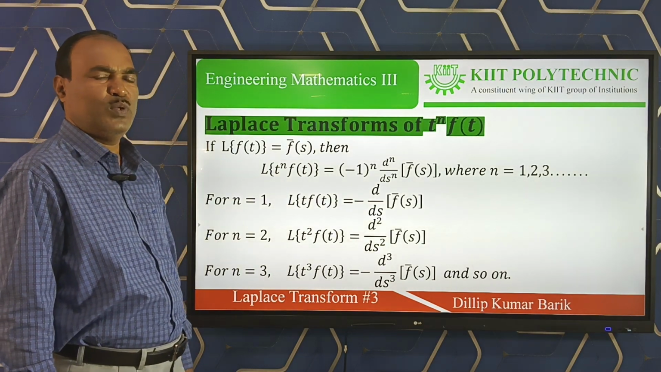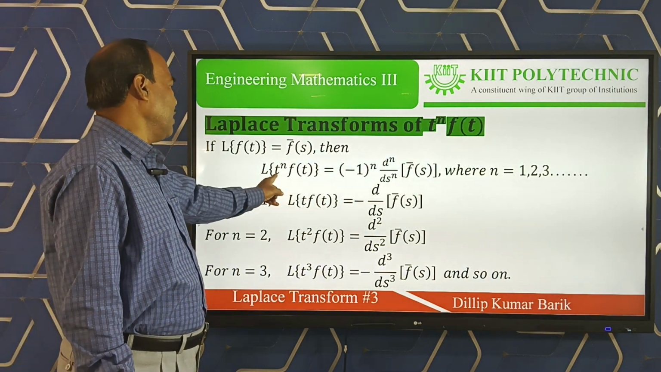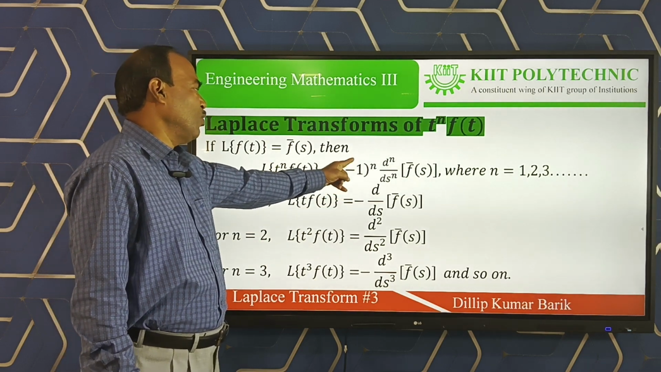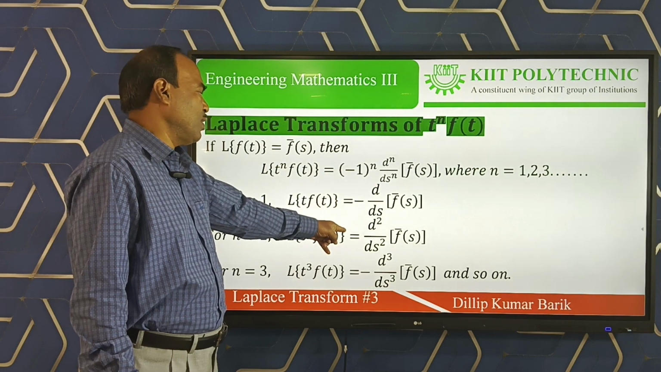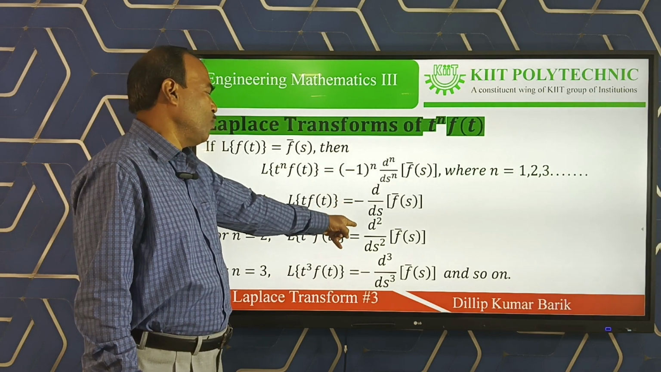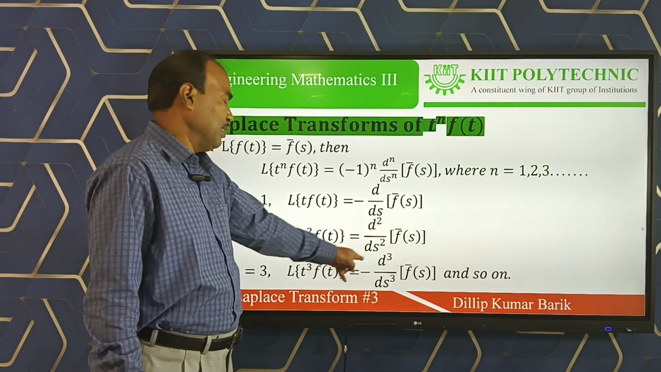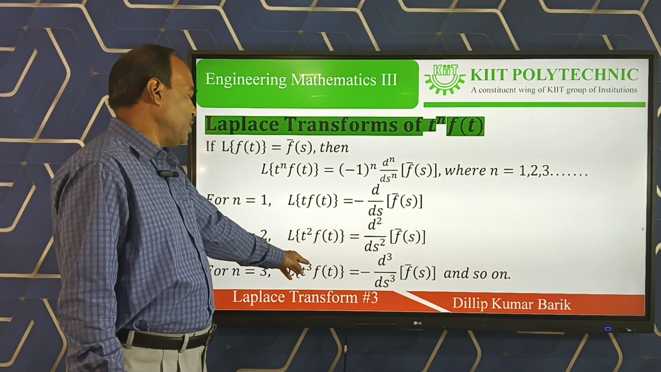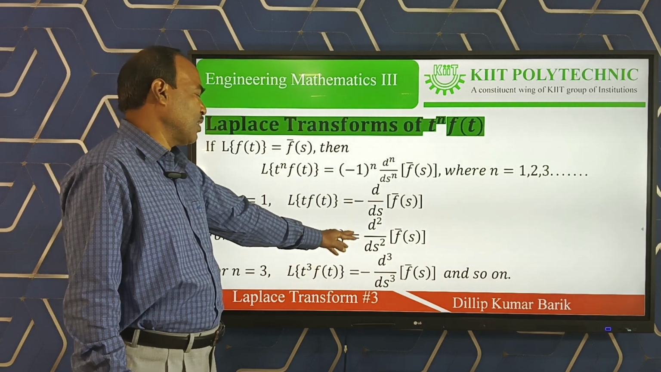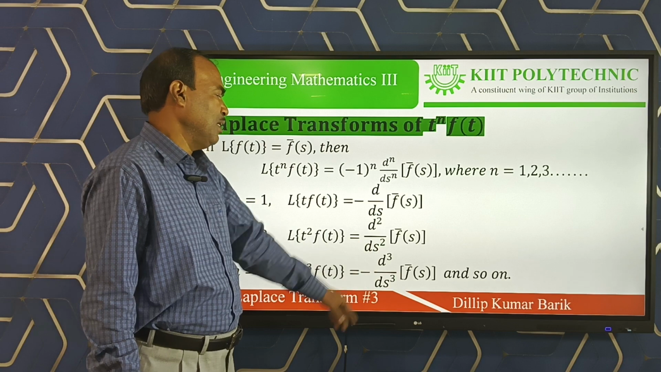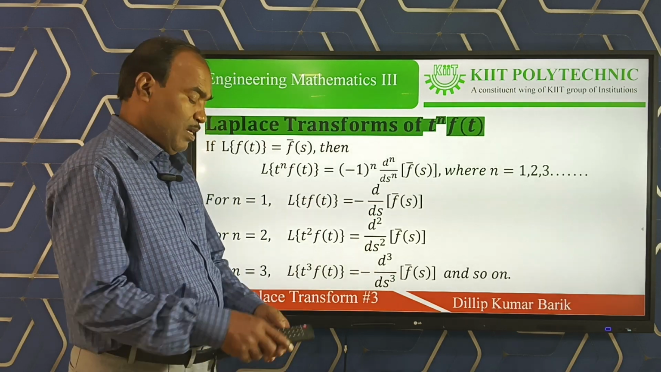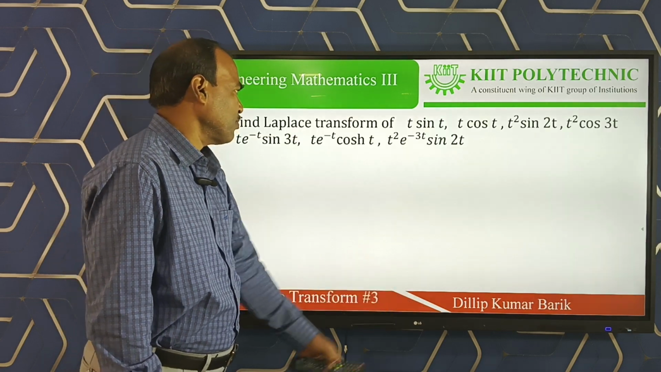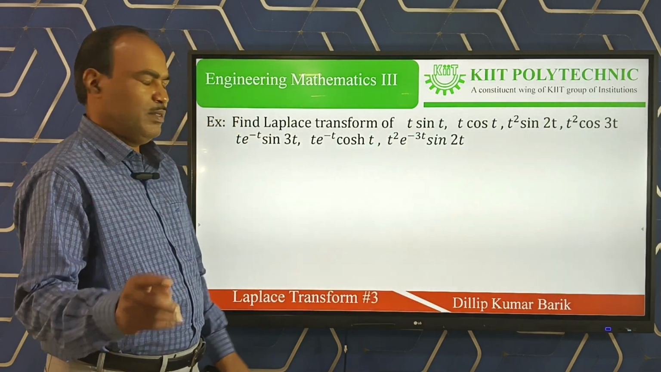When I put n is equal to 2 here, the left side will be t square f(t), and the right side will be minus 1 whole square, which we need not write, times the double derivative d2 by ds square of f bar s. Similarly, for n is equal to 3, Laplace of t cube f(t) is equal to minus the third derivative d3 by ds cube of f bar s. Similarly, we can simplify many more. Let us apply these formulas in some questions.